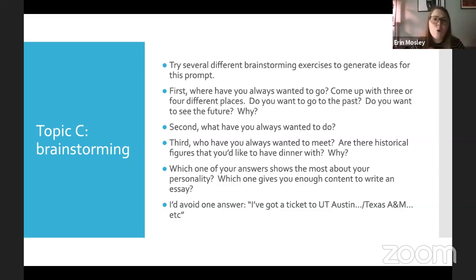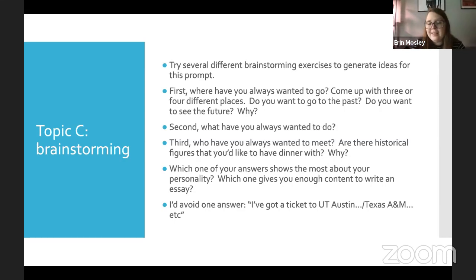After you have a whole bunch of ideas written down, then you can really see, well, which one of these shows the most about my personality? Which one gives enough content to actually write an essay? Granted, this essay is a little bit shorter than the previous ones. You still need content. There's only so many ways you can say the same sentence over and over again until it's like, okay, we get it.